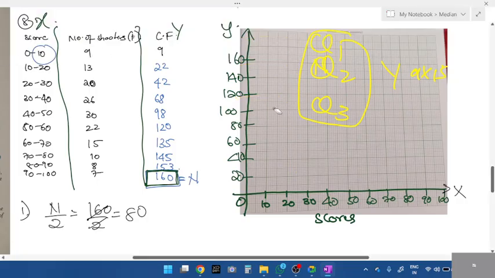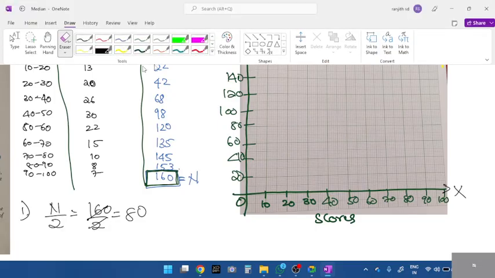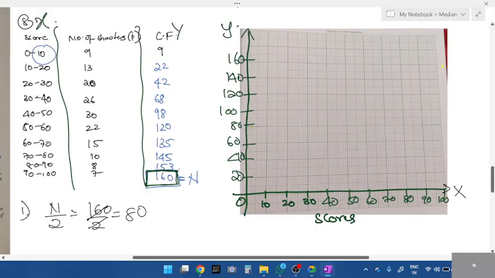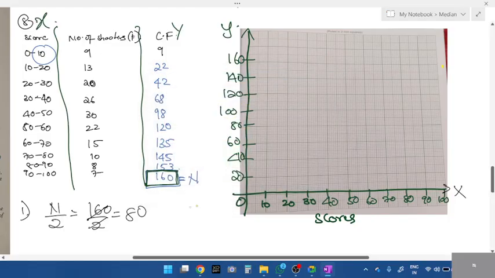What do you mean by that? Now see, we have n divided by 2. You have 80. Where is 80? It is both in x-axis and y-axis, right? Look at 80, students. Is it there both in x-axis and y-axis? But what we do is, n value should always be started from the y-axis.